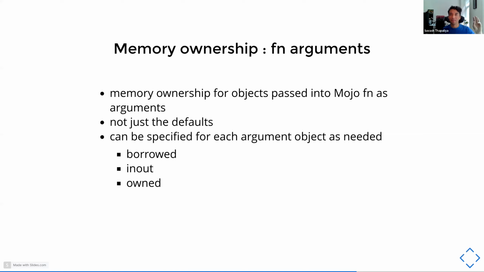We will see. Now we get to the memory ownership stuff. Memory ownership for objects: they're passed directly into the function argument. It has to be defined in the arguments of the function. And we've talked a little bit about defaults.